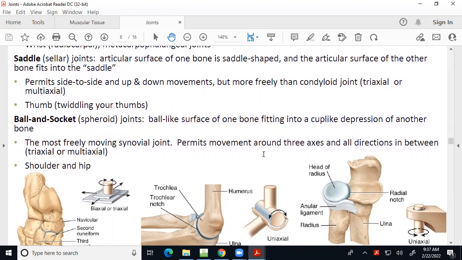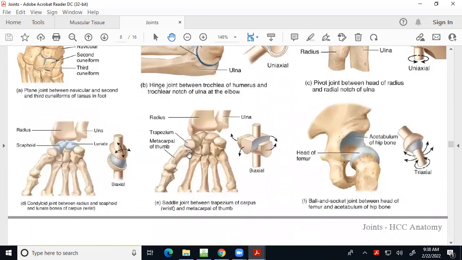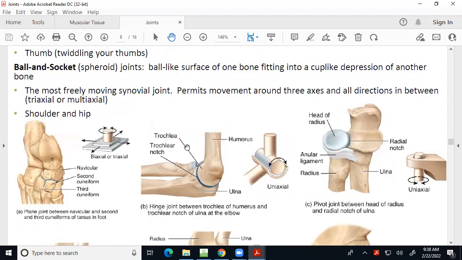And that makes them triaxial. Triaxial means that they are going to allow motion in all three axes. And we could also describe them as multiaxial. Those terms kind of get used interchangeably. A good example of that would be your thumb, and specifically where the metacarpal of your thumb and your trapezium are, and they allow for you to twiddle your thumbs.